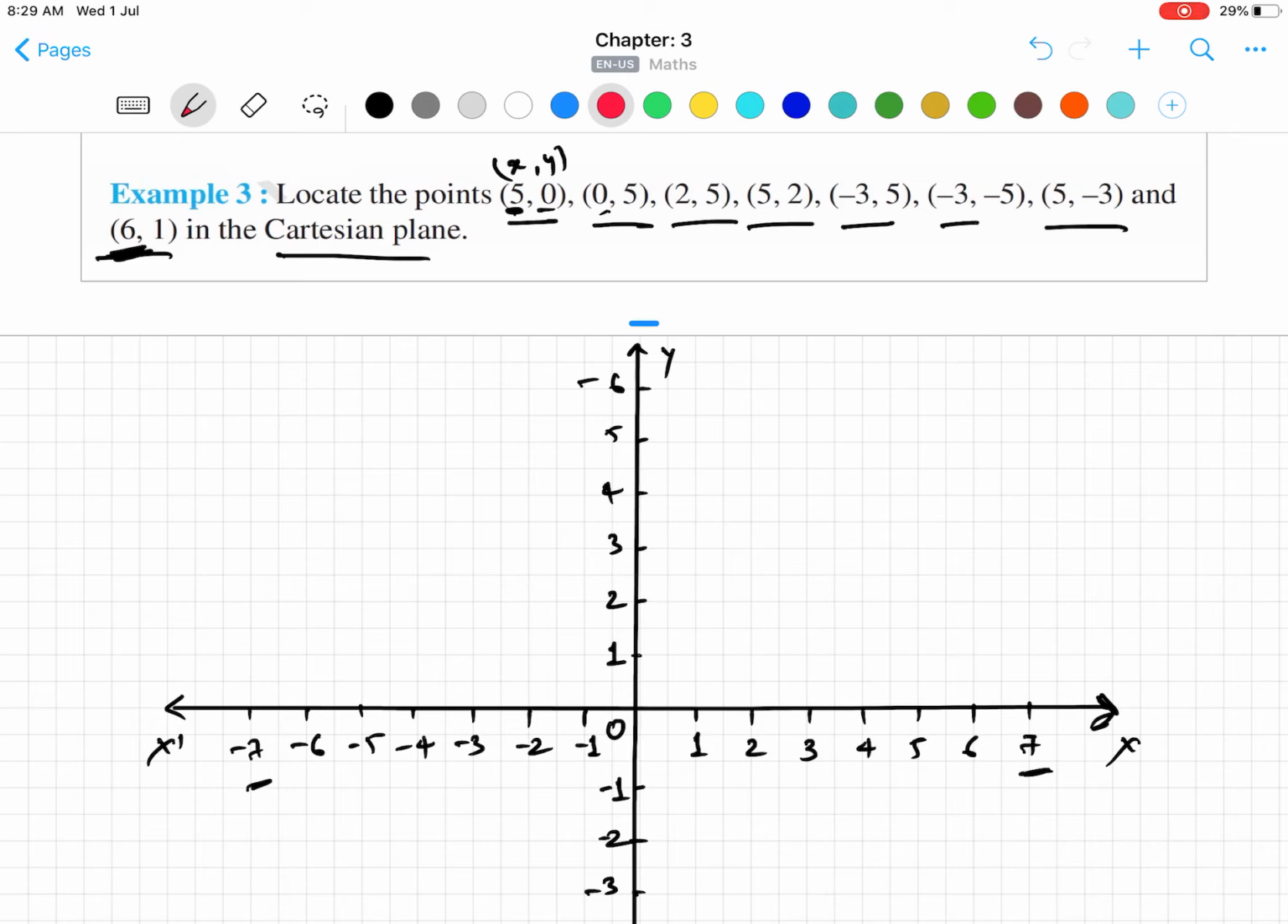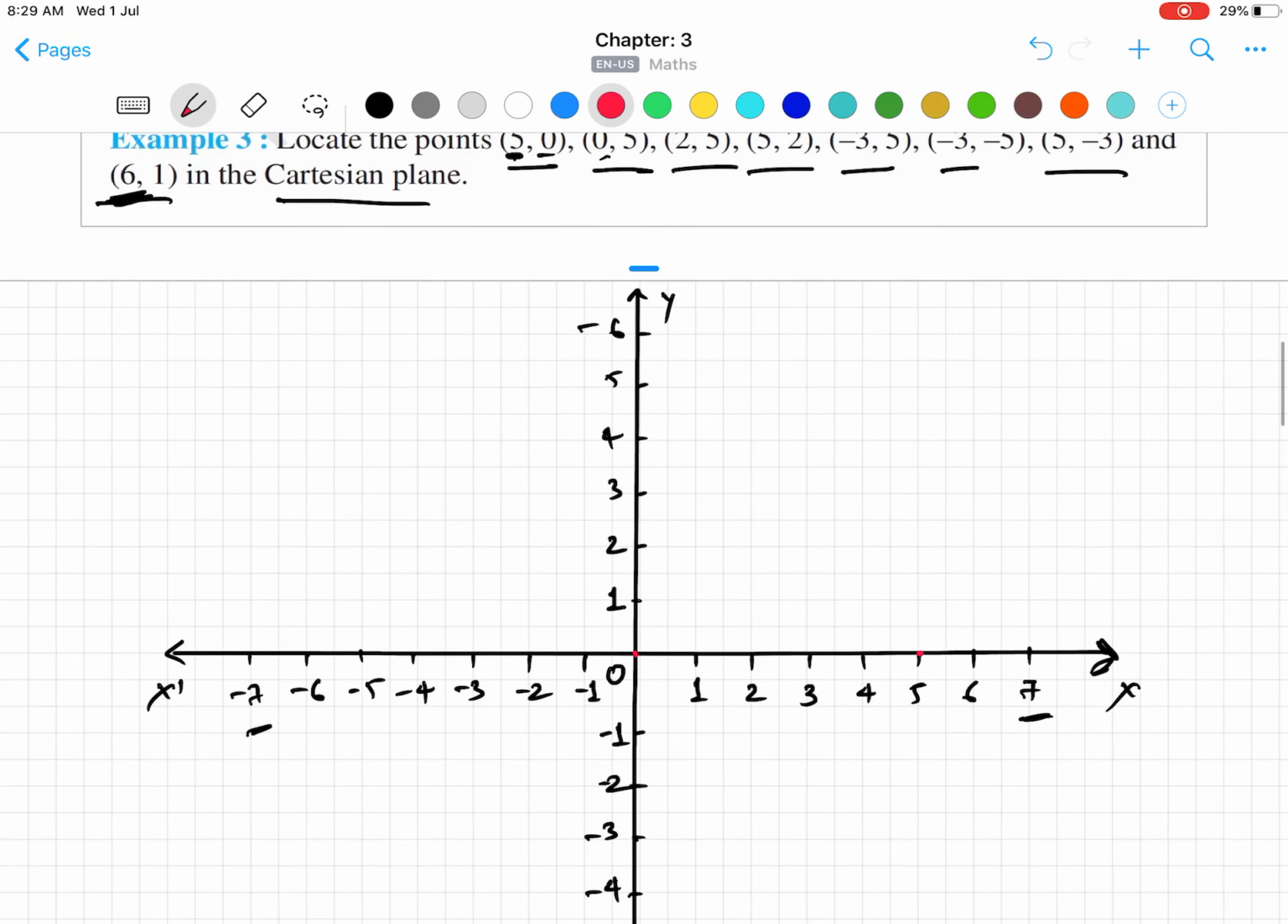So x is 5, y is 0. So we'll start from the origin. X is +5, so we'll move 5 places in the x direction, so we'll reach here. And y is 0, that means it will not move in the y direction, so that point is here. We have to mark a circle around it and we'll write its coordinate, which is 5 0.